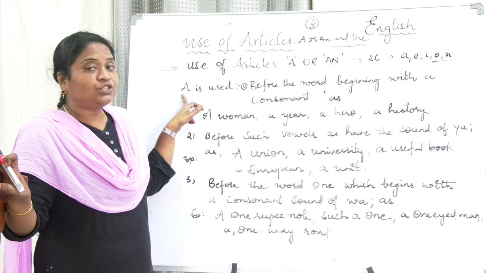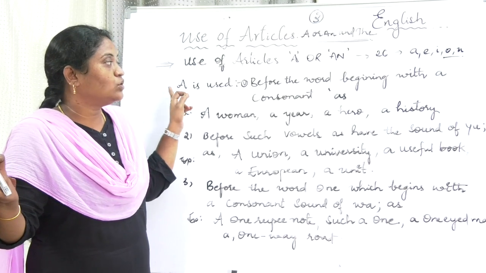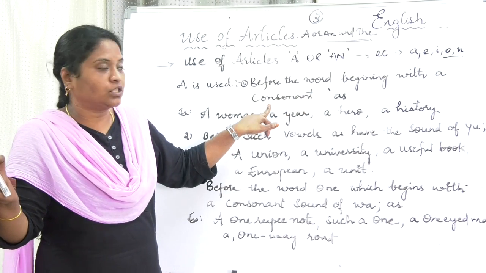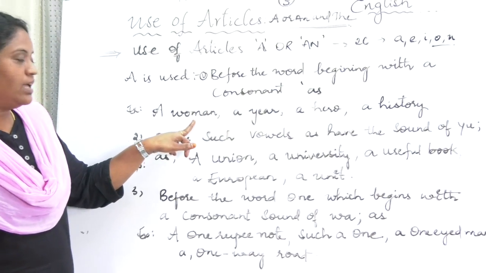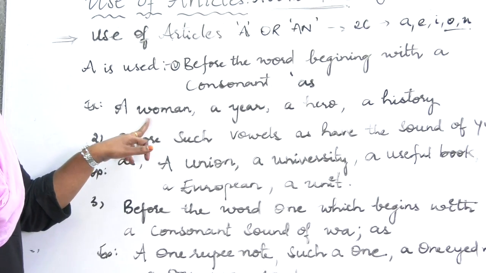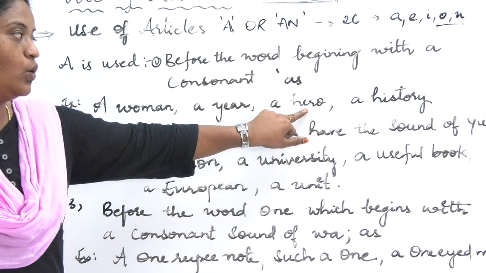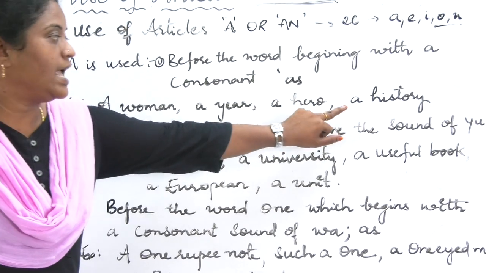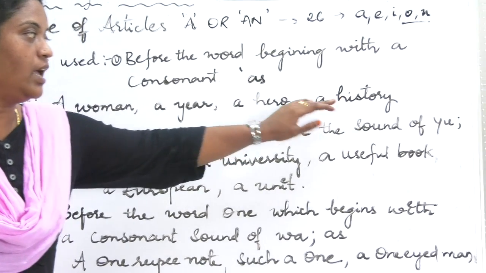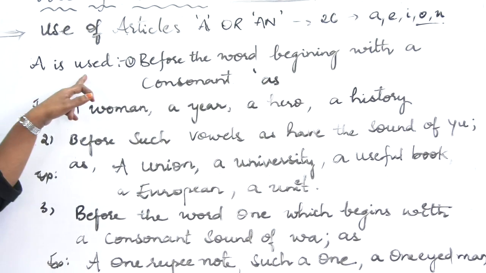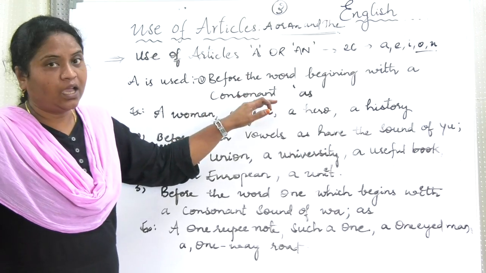So here, a is used before a word beginning with a consonant. For example, see: a woman, W is a consonant; a year, Y is a consonant; a hero, H is a consonant; a history, H is a consonant. Okay, so a is used before a word beginning with a consonant.